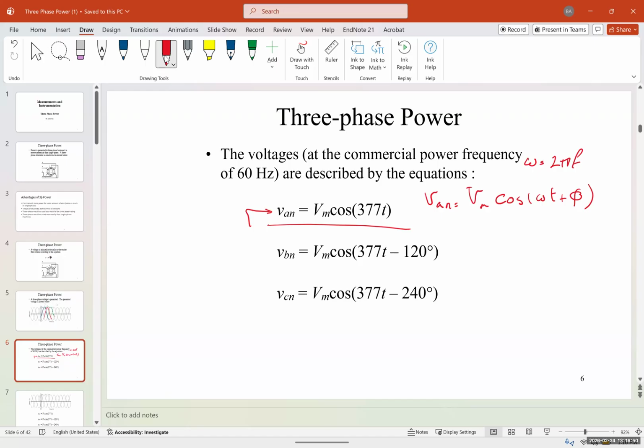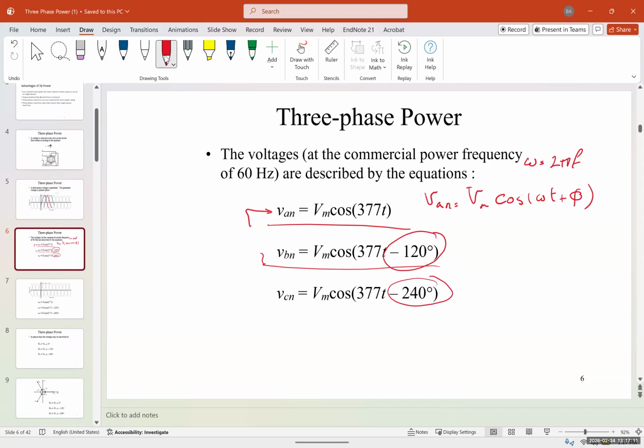Second phase is going to be the same magnitude, same frequency, but a 120-degree phase shift. And the third one would be another 120 phase shift. Sometimes we show it with negative 240, or sometimes we show it with positive 120. Both of them, if you see it in some text like that, it's technically the same.